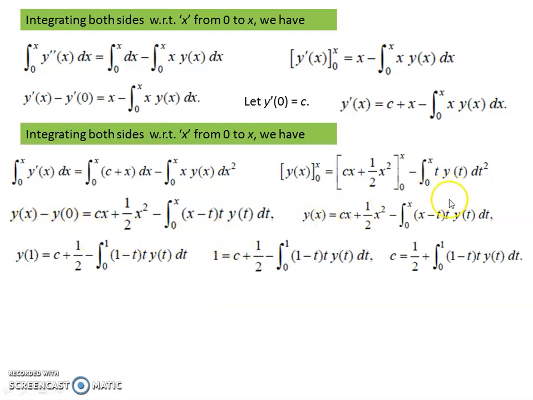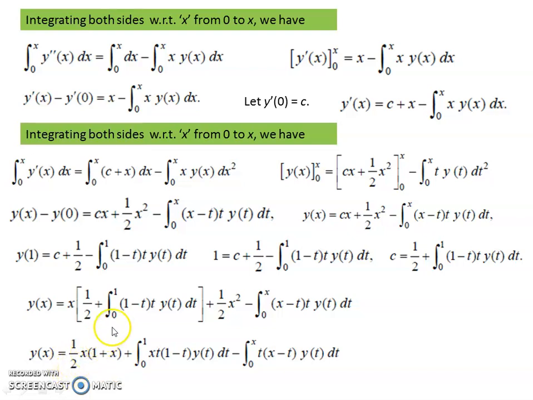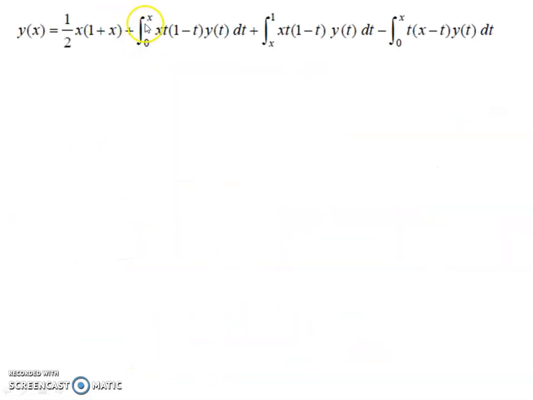So y(x) is equal to x into c, so c is this, plus 1 by 2 x square as such, and this part as such. Converting this, just see the integrals 0 to 1 and 0 to x. I change this 0 to 1 by splitting it into 0 to x and x to 1, as we did in the previous question. So 0 to x and 0 to x, we combine these two.